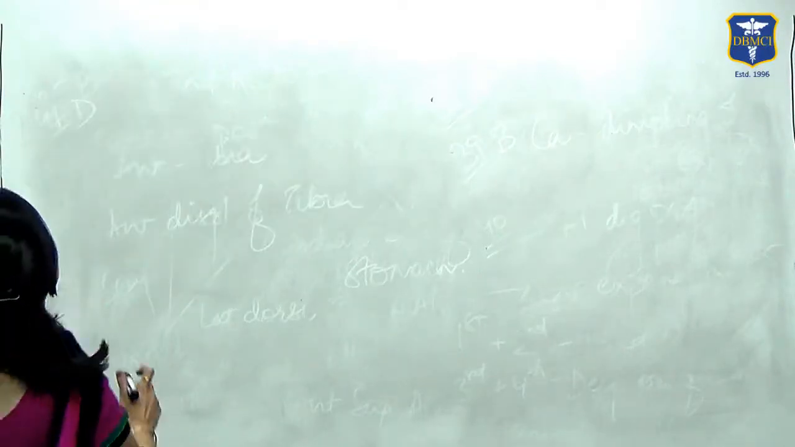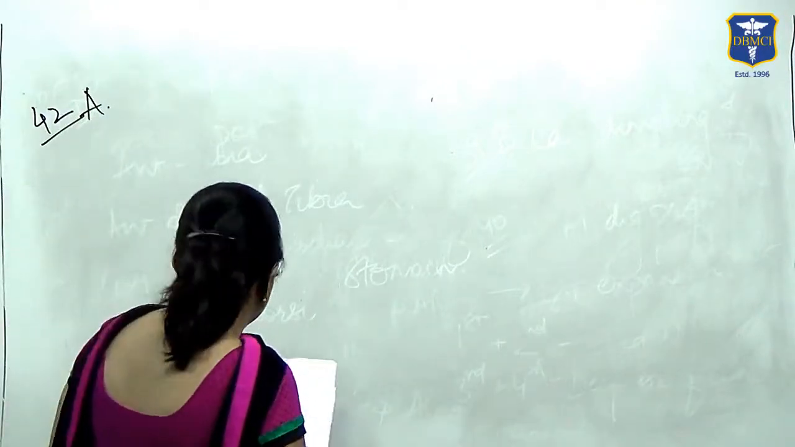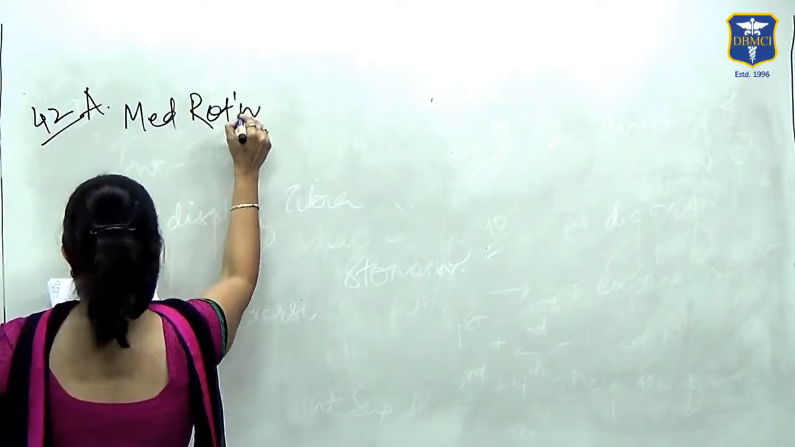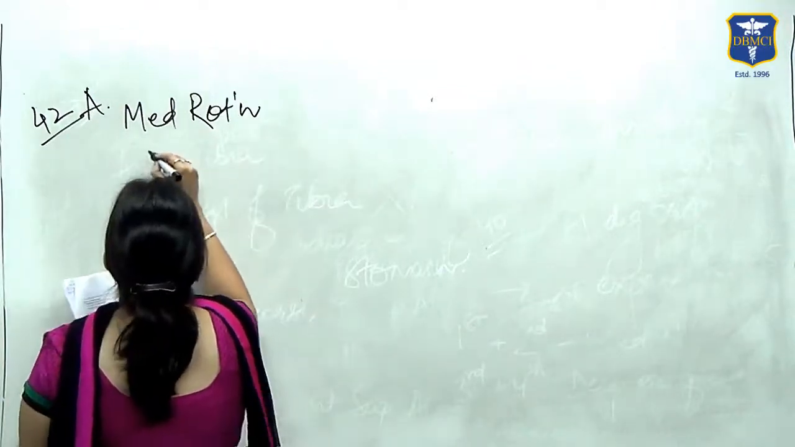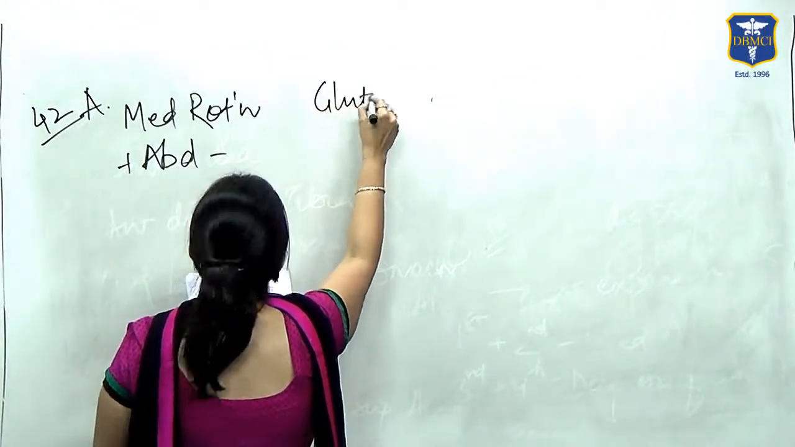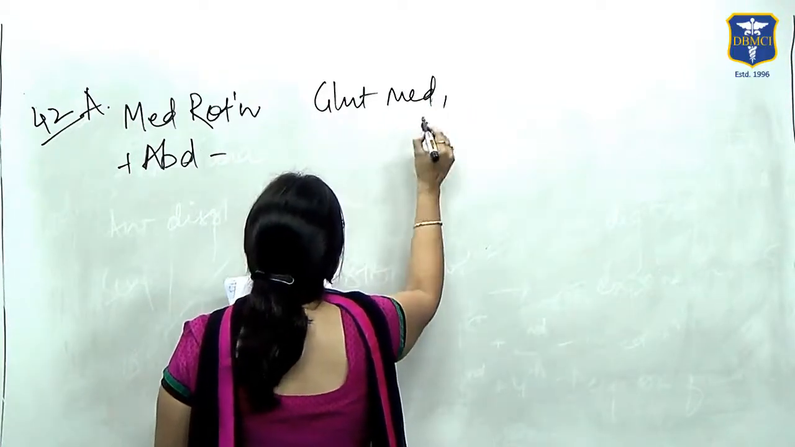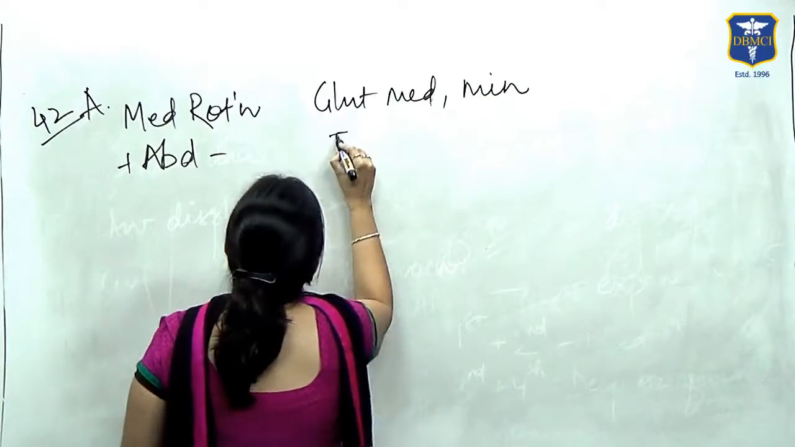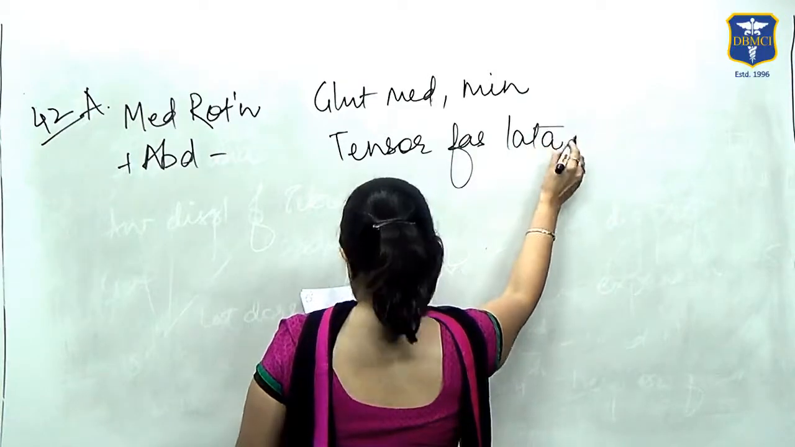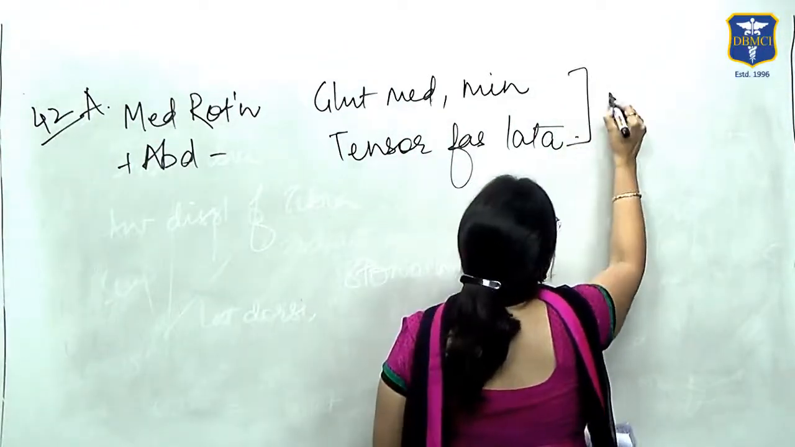Forty-two, the answer is A. There are three muscles which cause medial rotation and abduction at the hip joint, and these are gluteus medius, gluteus minimus, and tensor fascia lata. All these are supplied by the superior gluteal nerve.